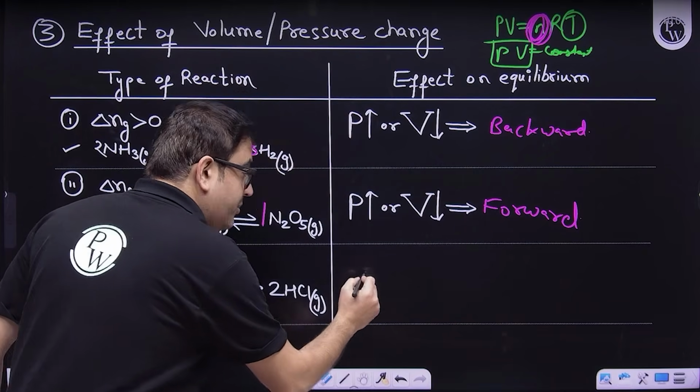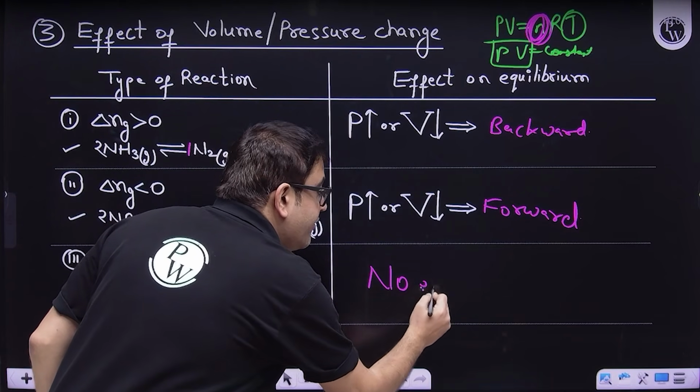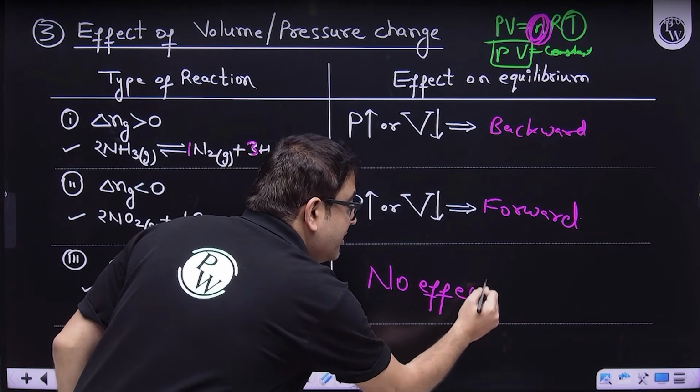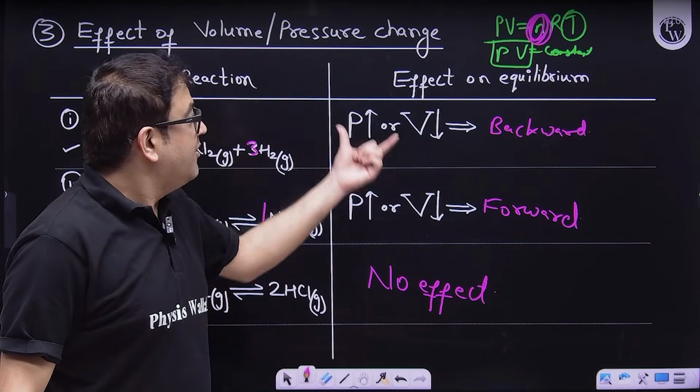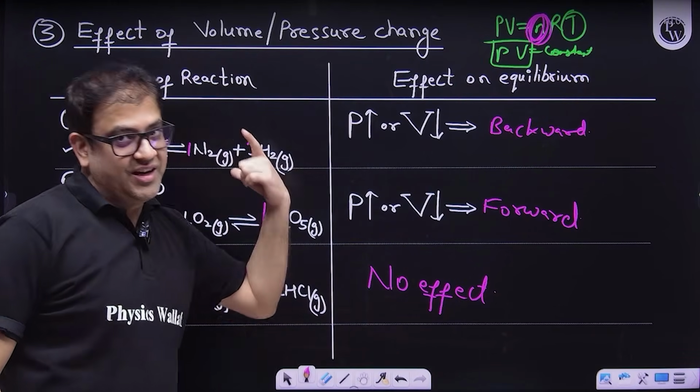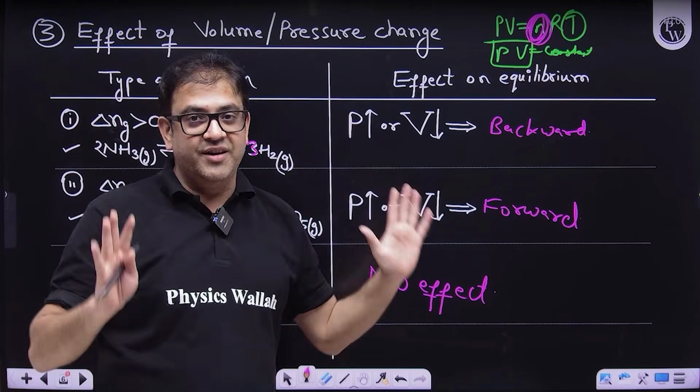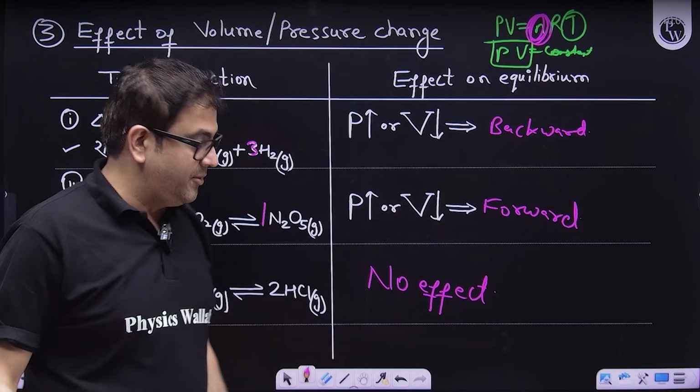So equilibrium has no effect in such cases. You can't change the state of equilibrium by changing the pressure and volume of such reactions. They will be indifferent, so there will be no change in the equilibrium.